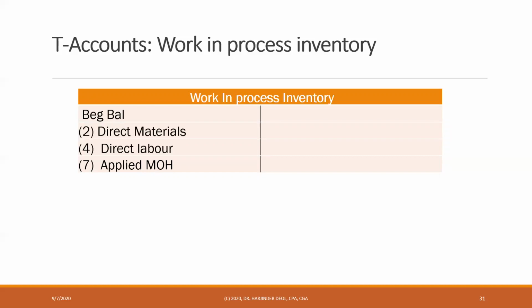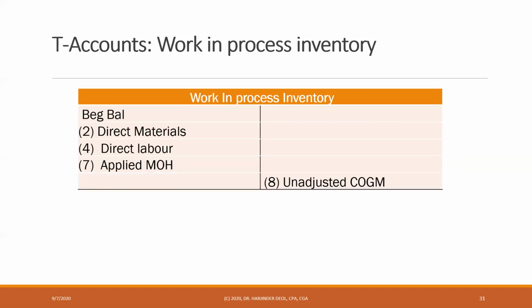As the production is completed, the goods are moved out of work in process inventory into finished goods. So we will credit work in process inventory for the cost of goods manufactured.